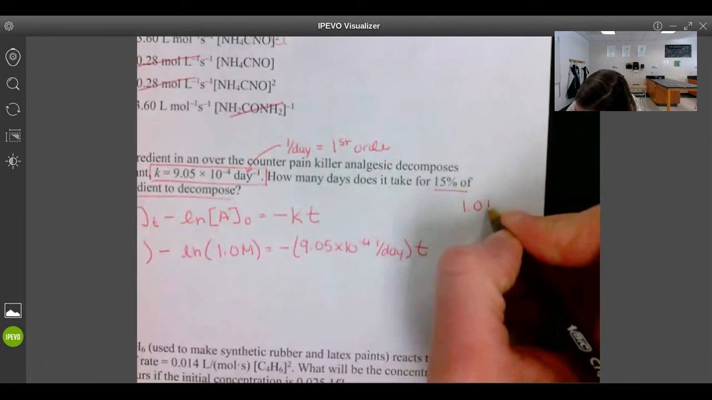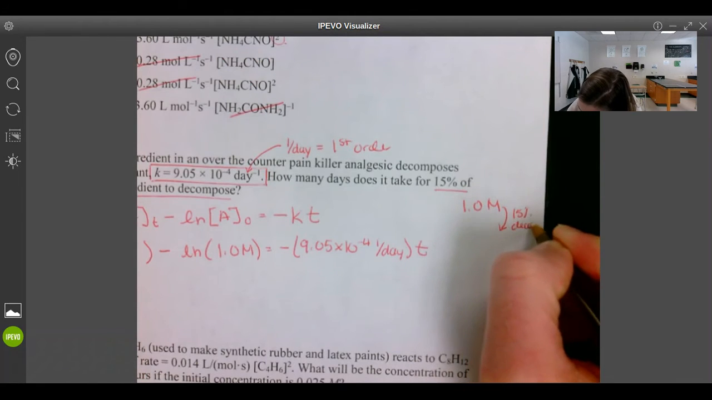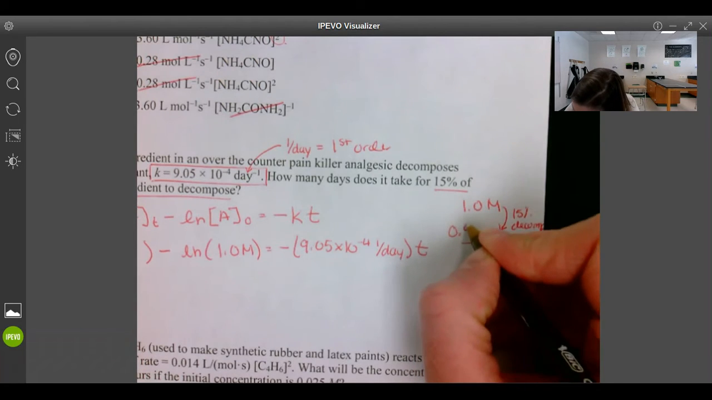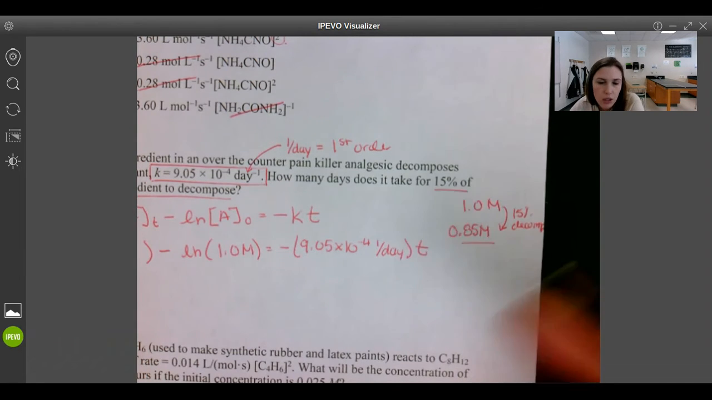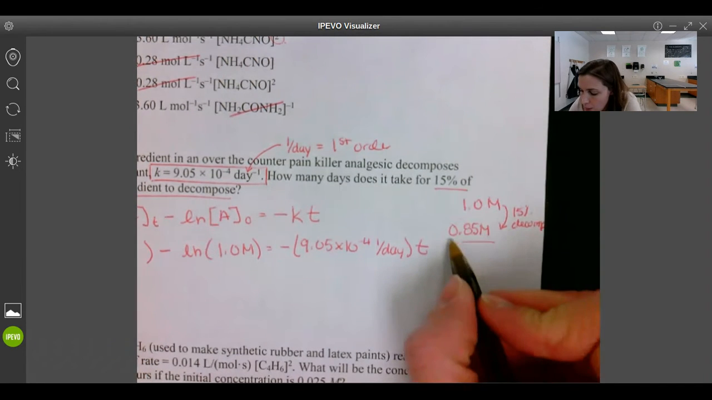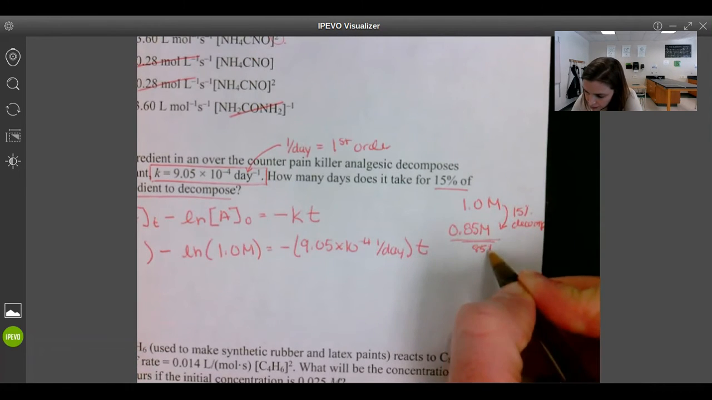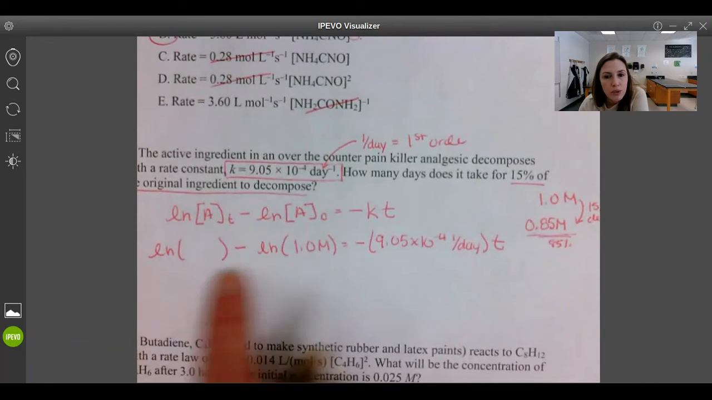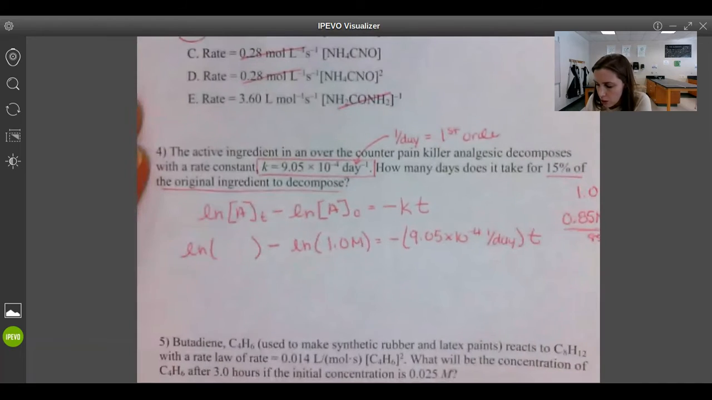Well, if I have 1.0 molar and 15% of it decomposes, that means I should have 85% left. So 85% of that 1 molar would be 0.85 molar. So 15% decomposes, gets consumed, reacts. So I would have a concentration of 0.85 left, or 85% that still remains. So that's the number that I have to make sure I put in here. So just be really careful with these types of questions that you're figuring out this final value correctly.